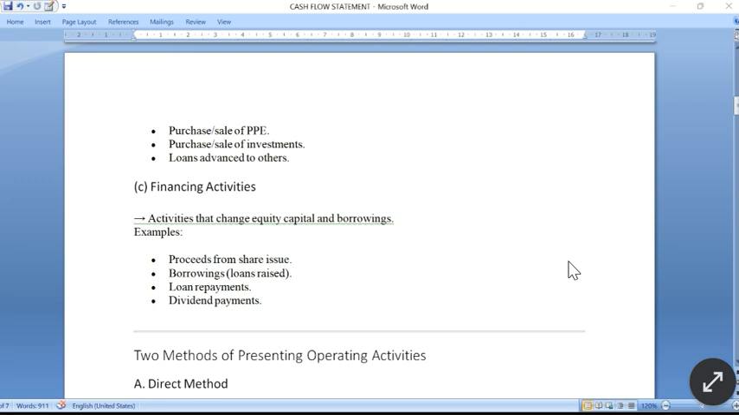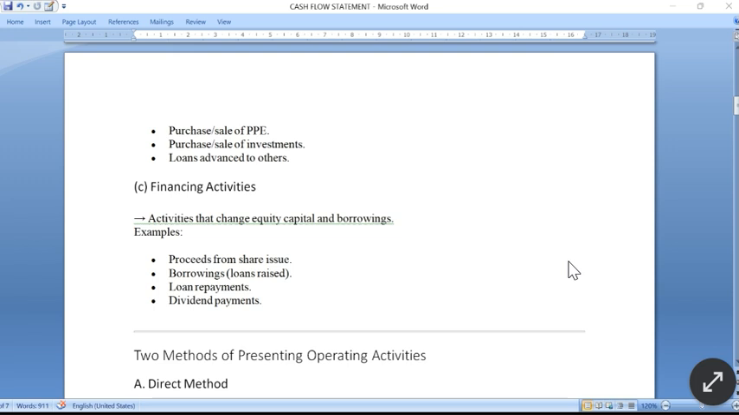So what I'm trying to explain to you is simple. The direct method and the indirect method are used for preparing or presenting operating activity, whereas your investing and financing activity, they don't need any of the methods. They are the same thing. That is why if you are asked to use a direct method to prepare your cash flow, it's only going to affect your operating activity. Your investing as well as financing activity status quo remain the same. That is, there are no changes, there are no methods to calculating.